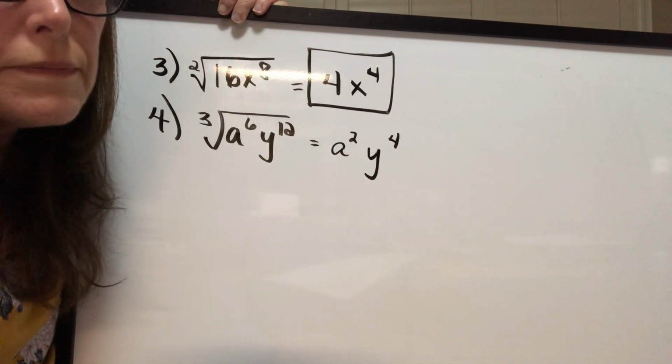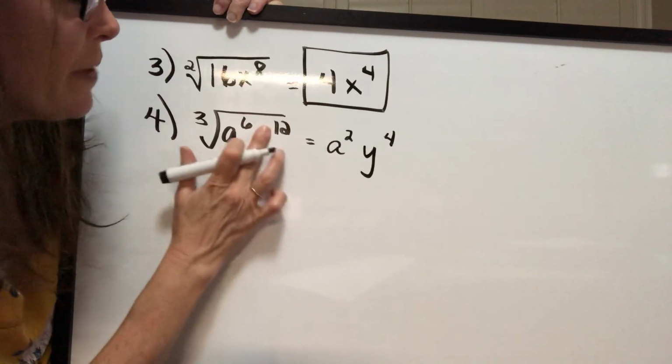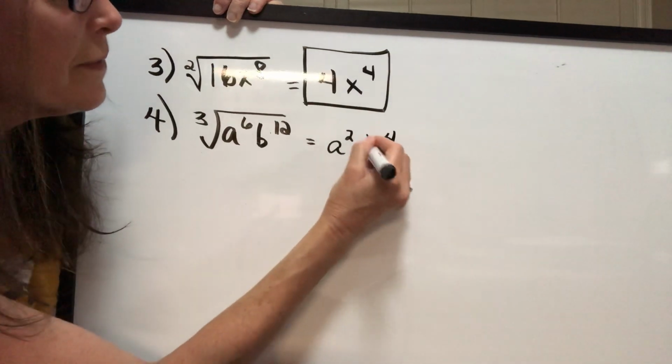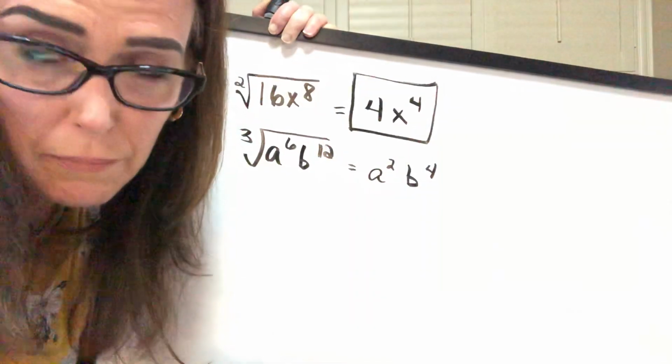Holy cow. Tell you how bad my eyesight is? That's a B, and that's a B. Oh my gosh. Ms. Craig is going blind here.